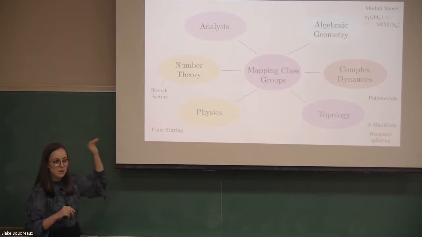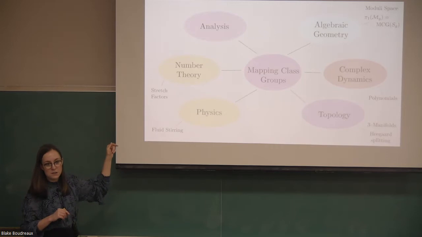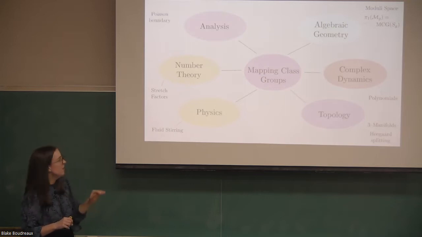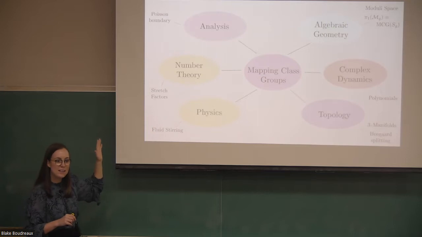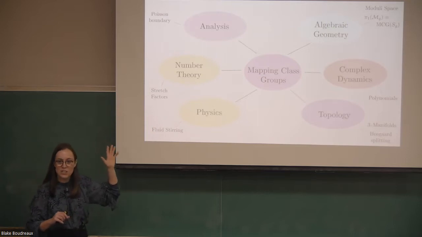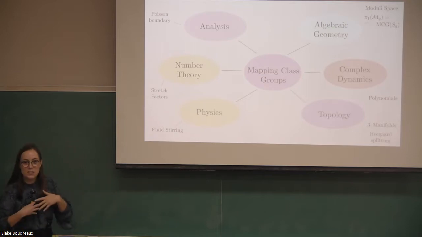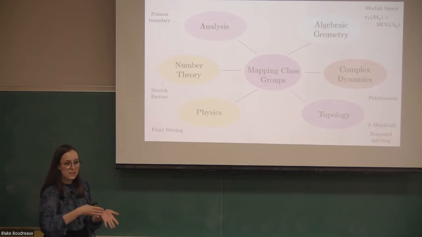But this number is also very heavily related in number theory. And so we can use number theory to help us understand these stretch factors significantly better. And finally, fortunately for us, people in analysis were able to solve the question of what the Poisson boundary of the mapping class group looks like. So it isn't just that we're applying to other places. We also have researchers from other fields help us to understand our group significantly better.